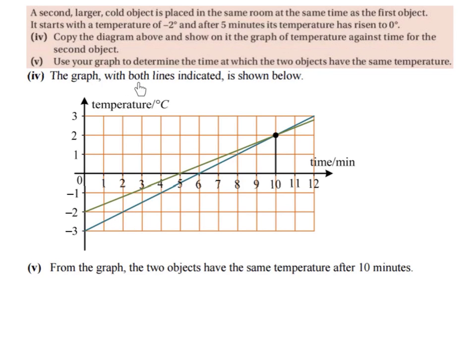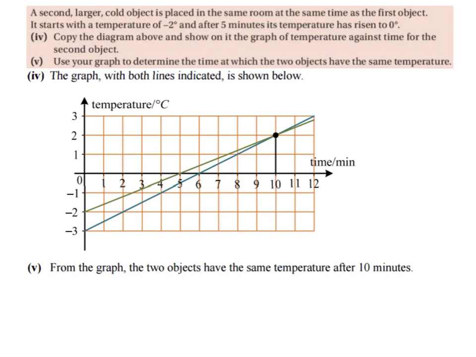So the graph with both lines indicated is shown below. The blue line was our original graph, and the green line is our new graph. So the green line represents the second larger cold object.